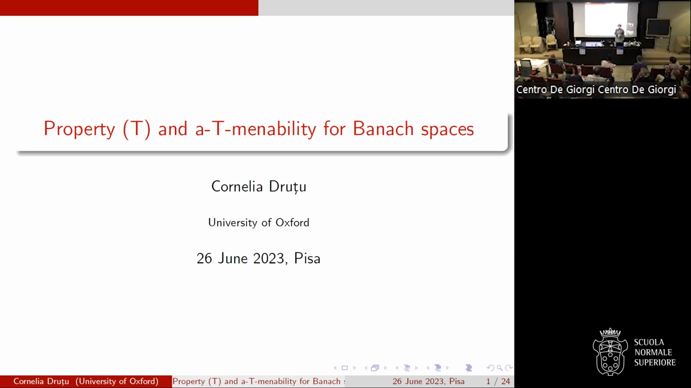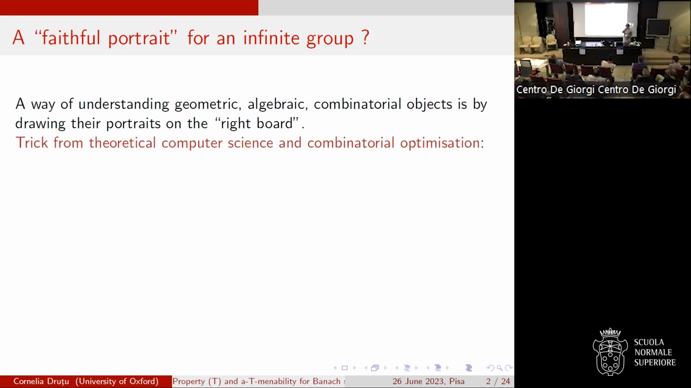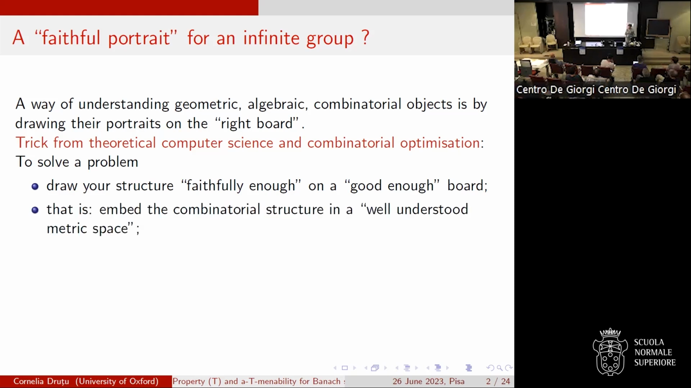So the main topic is related to the following, say, general way of understanding objects, whether geometric, algebraic, or combinatorial. It's by drawing them on the right board, so to speak. And this is something that has been done a lot in theoretical computer science and combinatorial optimization. So if one wants to solve a problem, try and draw that structure, the combinatorial structure, faithfully enough on a good enough board. So in other words, embed the combinatorial structure well enough in a well-understood metric space, and then use that ambient, well-understood geometry to devise the algorithm that you want to devise.